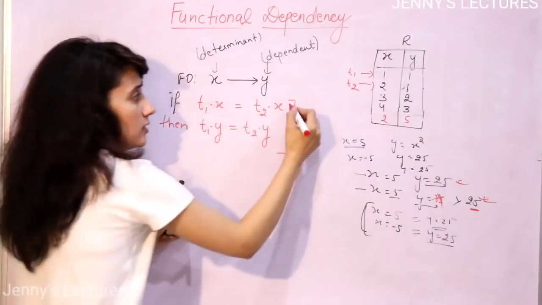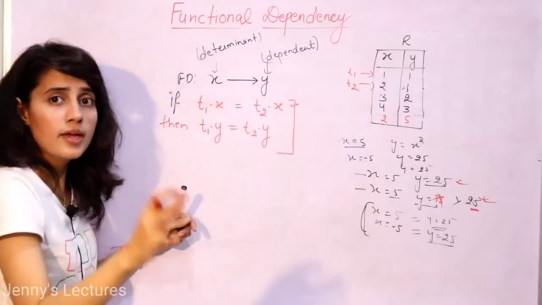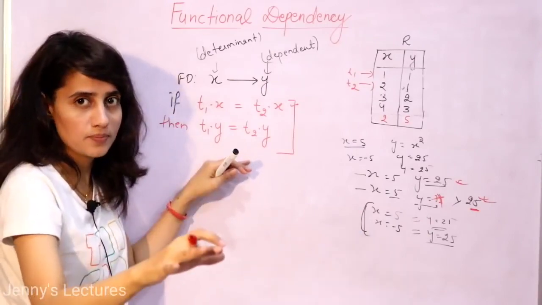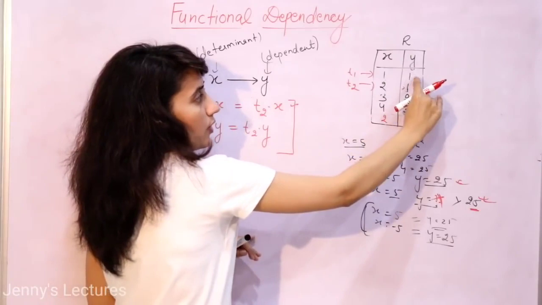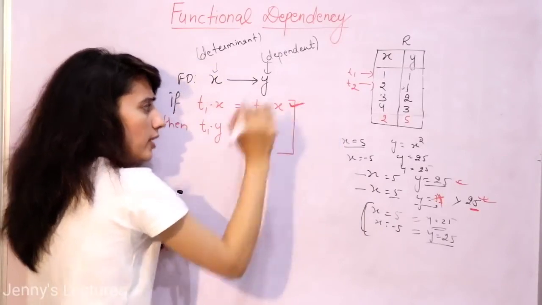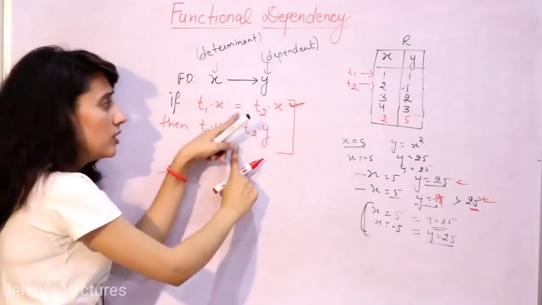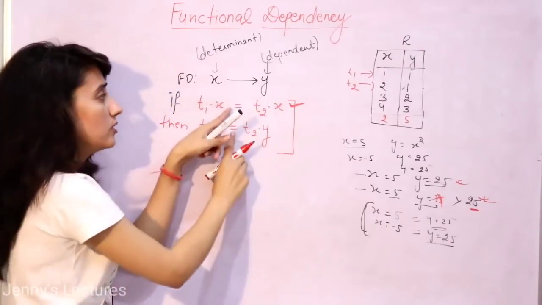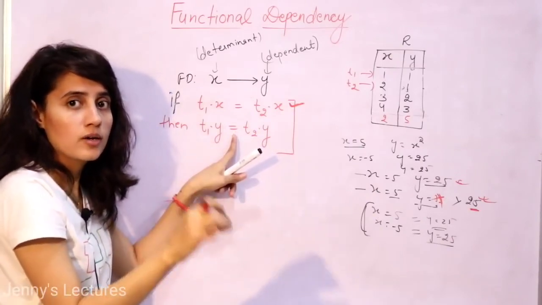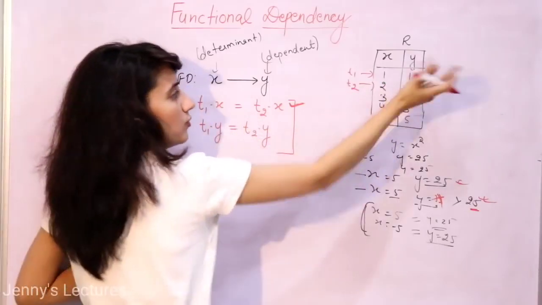In that case, if this is not true for the two tuples you are checking, then there is no need to check the y value. The y value may or may not be the same, right? You can say the y value is the same, but it doesn't matter, because only if this is true do we check this condition. It's not that if this is false then it must be false; if this is false then it may be true or it may be false. We do not check this condition if the first condition is false, right? So here we will not check y values.